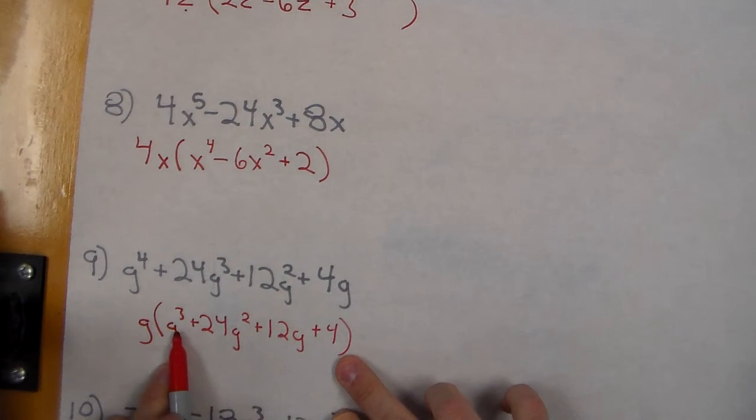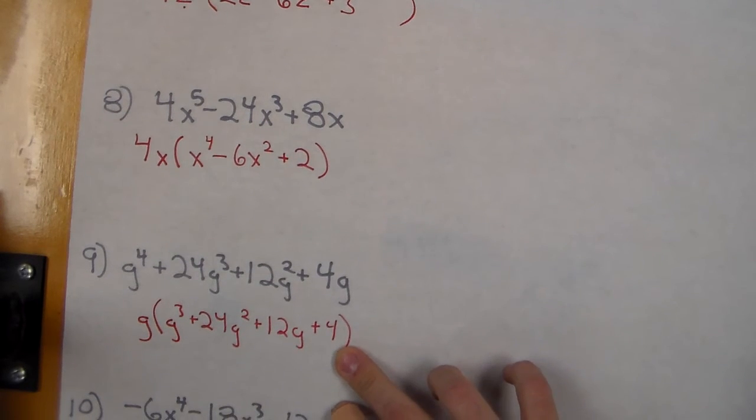And if I look back at these, there's nothing each one has in common anymore. There are no common factors left. We'd like to do something with the 24, 12, and 4, but it has to be all of the terms in order to factor.